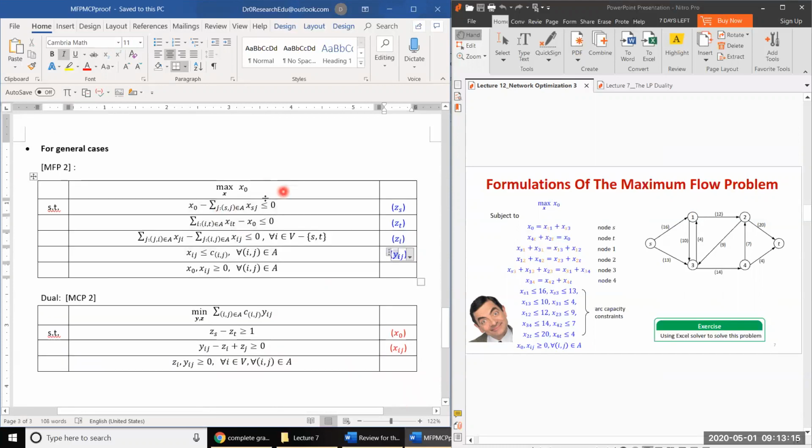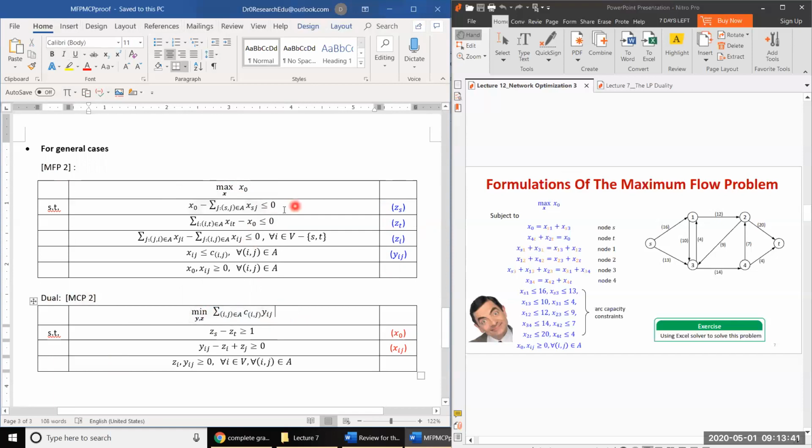First of all is the objective function. So I have a maximum problem in MFP2. So for the corresponding dual, let's forget about the MCP and just consider the dual. I must have a min problem. See it? And the variables will be the zi's and the w_ij's. See here?